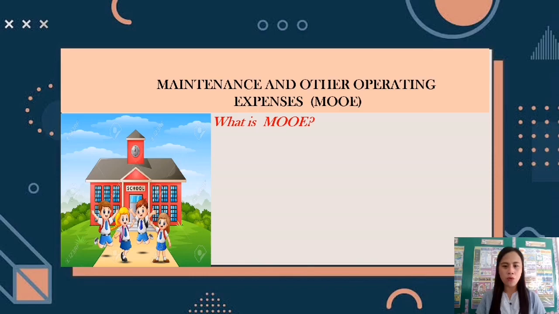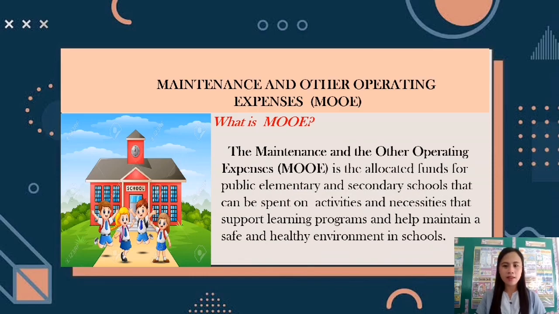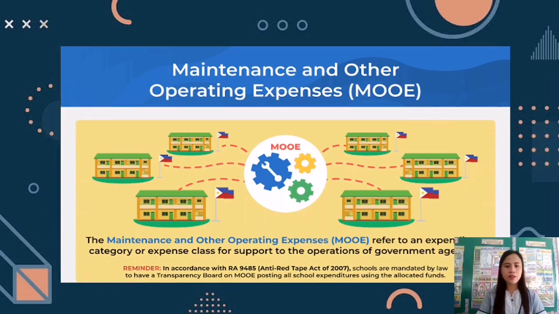What is MOE? MOE means the allocated funds for public elementary and secondary schools that can be spent on activities and necessities that support the learning programs and help maintain a safe and healthy environment in schools. The maintenance and other operating expenses, or MOE, is also referred to as an expenditure category or expense class for support to the operations of government agencies.